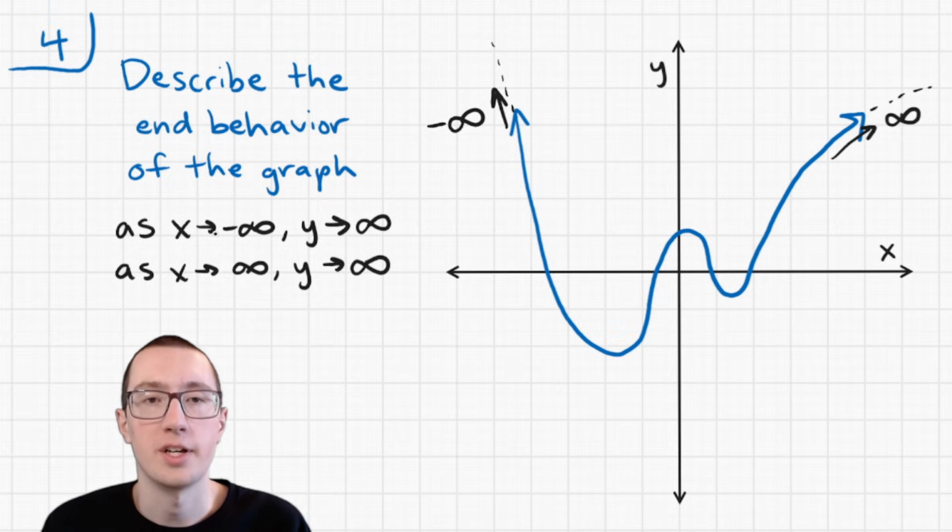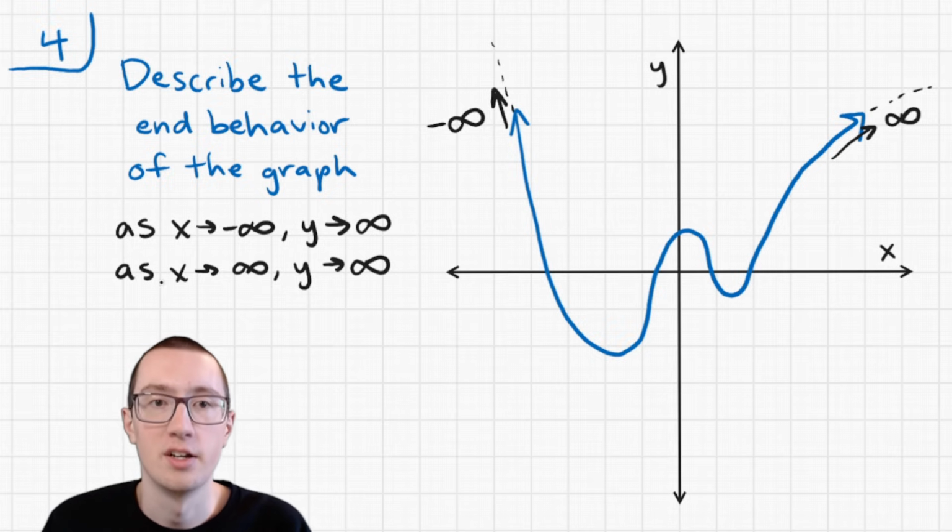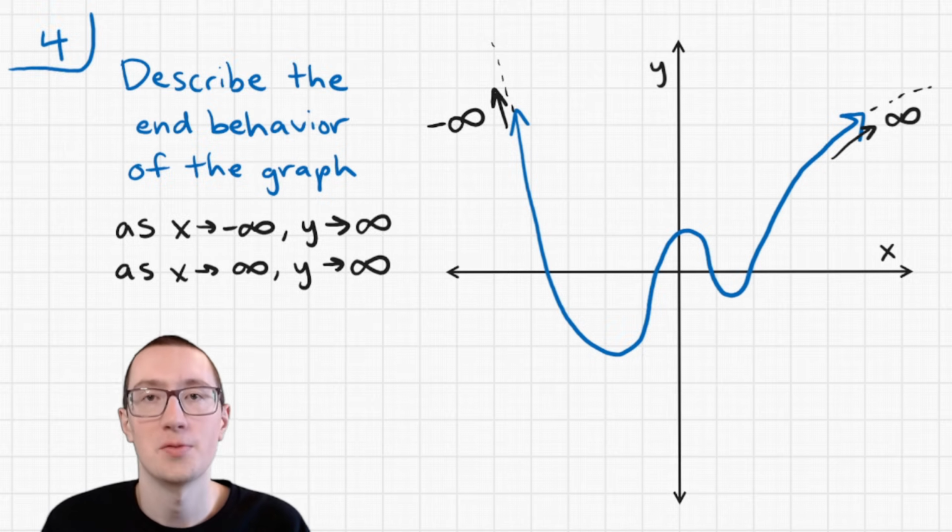So there we go. Our final end behavior is as x approaches negative infinity, y approaches infinity. And as x approaches infinity, y also approaches infinity. There's a lot of infinity signs, but that's because the graph doesn't actually end. So there we go. This is our final answer.